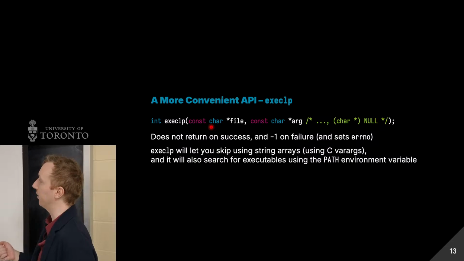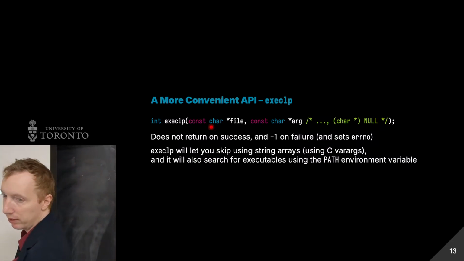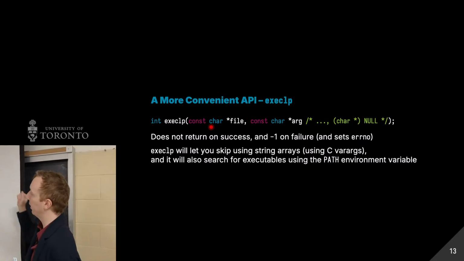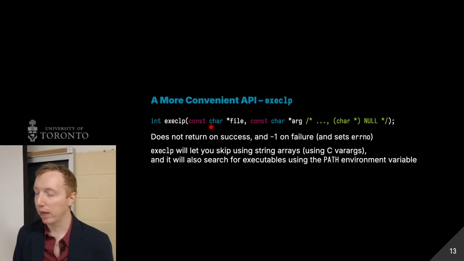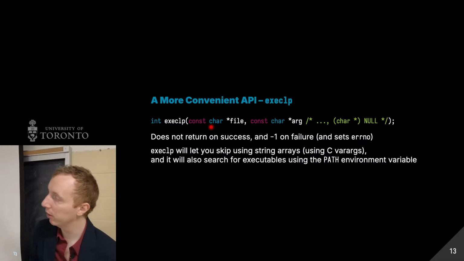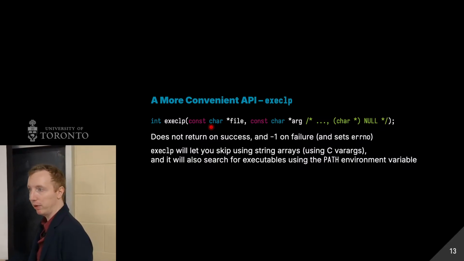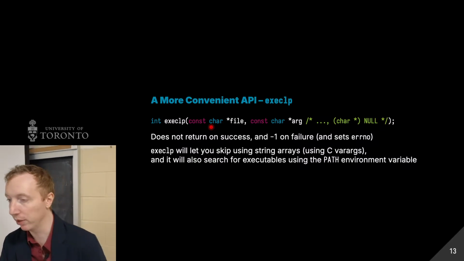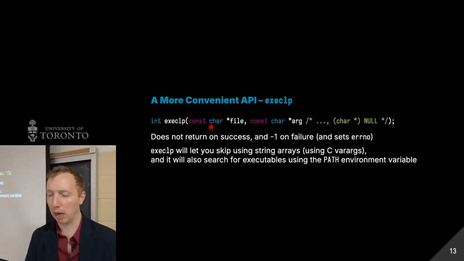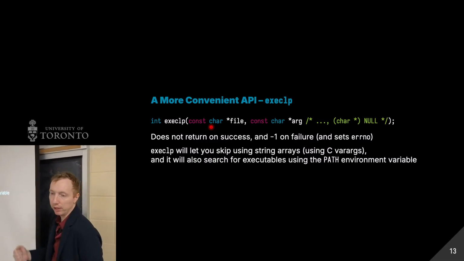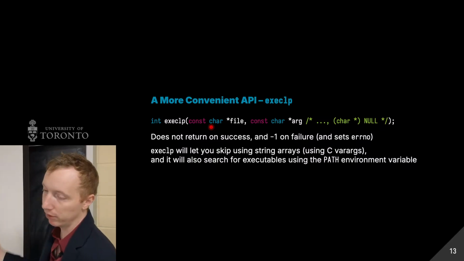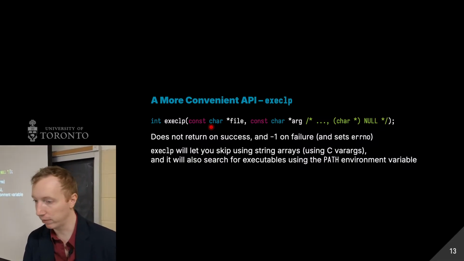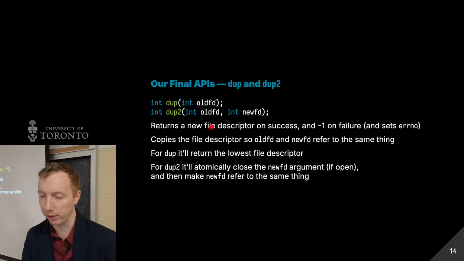Again, like execve, it does not return on success, returns -1 on failure and sets errno. And again, it just lets us skip string arrays, and it searches for the executable using the PATH environment variable, which is basically like a global variable for all executables. So you don't have to know how it works. Basically it's a global variable that tells you all of the folders on your system where there are executables, and it will try to find the program in one of those folders or directories.